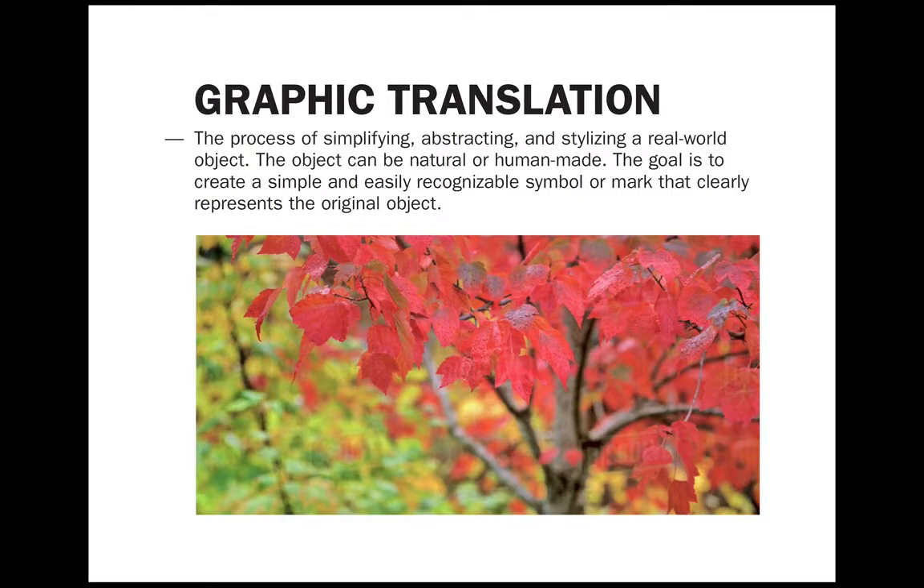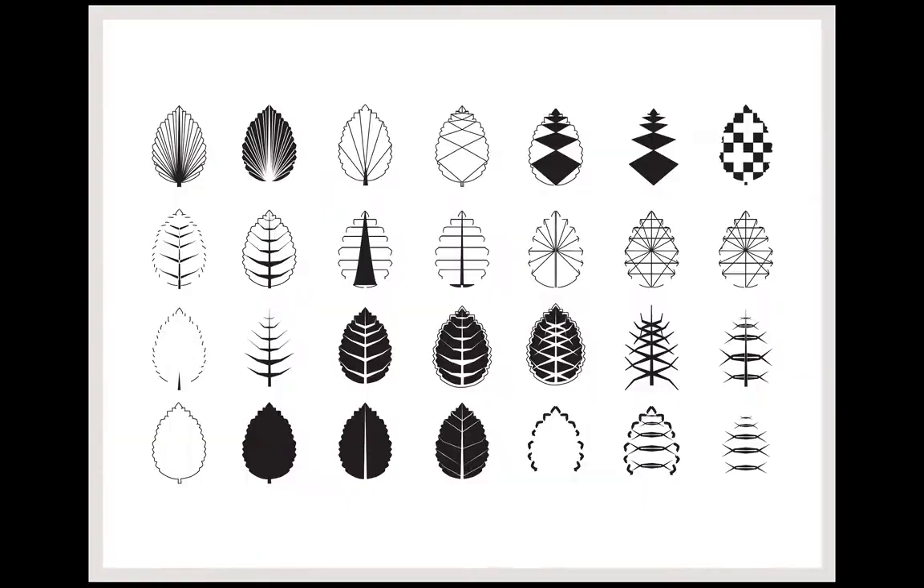So for example, here we see a maple tree with beautiful red leaves. And if we were going to take an image like this and make it into a logo, which is one of the things you're going to do for your project, what would I do? If you look at these, these are all abstracted leaves, and you can see there are many different ways to draw a leaf. That said, are any of these going to be an effective symbol? I would probably say no. Some of them are pretty cool looking.